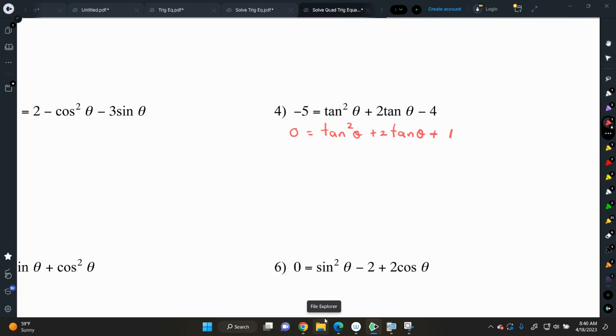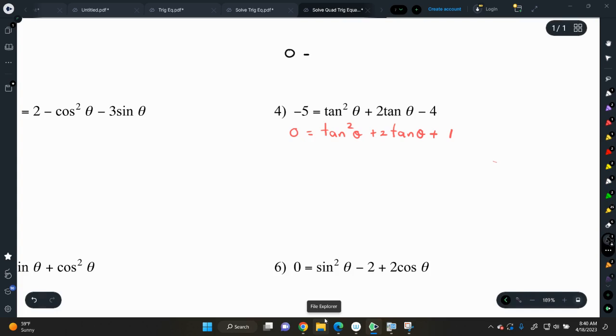Yes. Okay, so what we're going to do is pretend that those are not tangents. We're going to just pretend that they are x's. x squared plus 2x plus 1. How would we solve that equation? Factor it. And how is that going to factor?